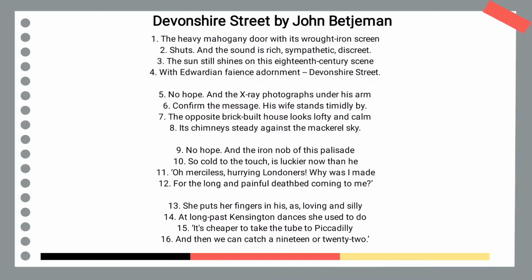Okay, let's try to illustrate the nuances in interpreting the meanings of literary text with this poem. This poem is entitled Devonshire Street by John Betjeman.